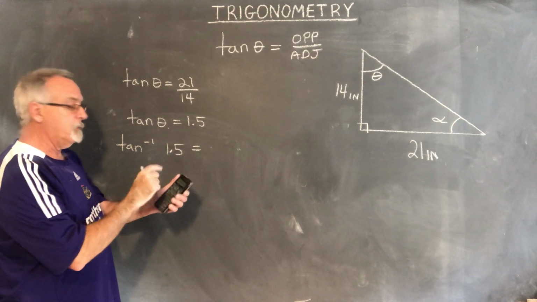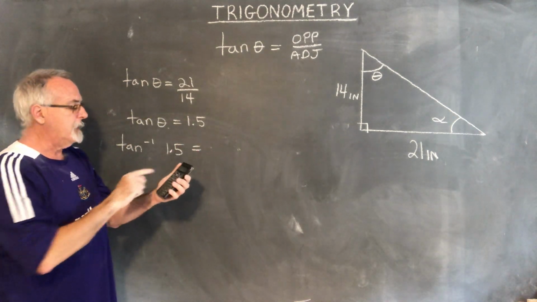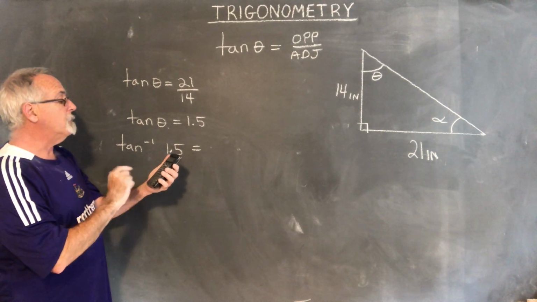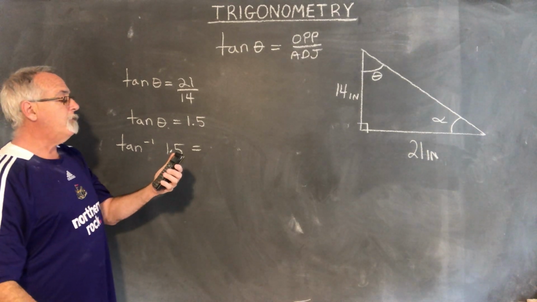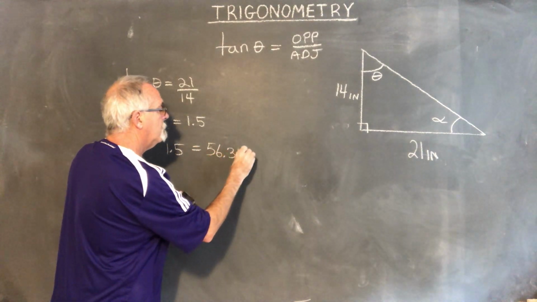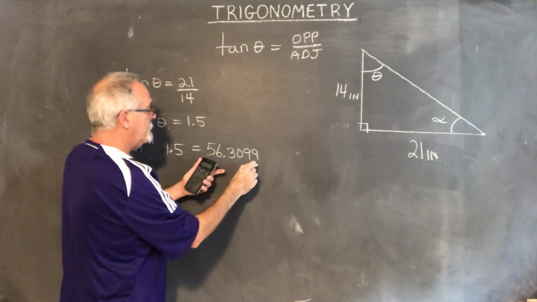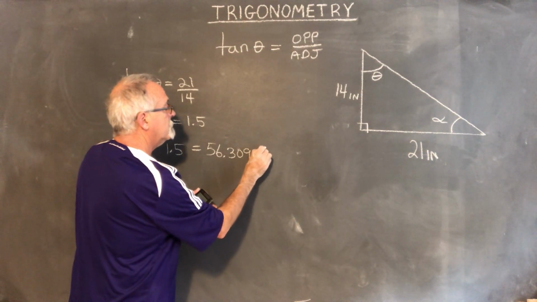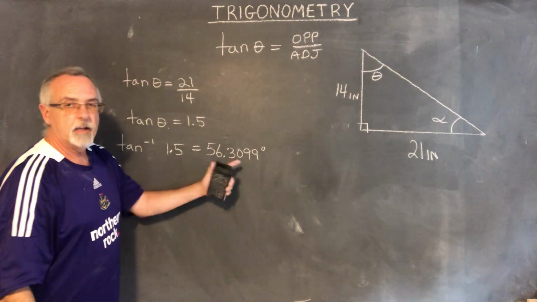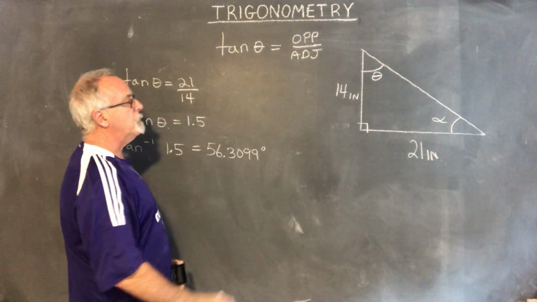So I'm doing second in this calculator. It's a little second button, and sometimes it's shift. Second tan of 1.5 equals 56.3099, and the next number after is a 3. And that, of course, is an angle, so it's degrees. I'm just going to keep it to 4 decimal places. And it's reasonable. 56 degrees looks good with my drawing.